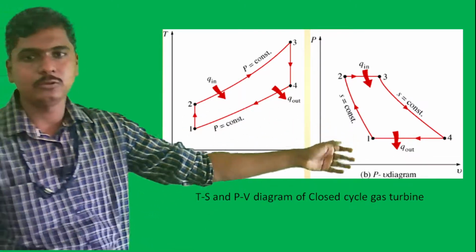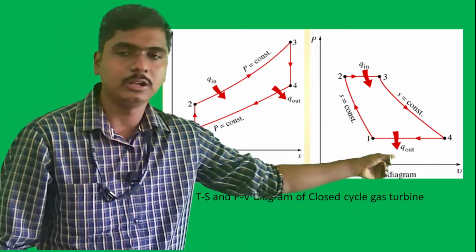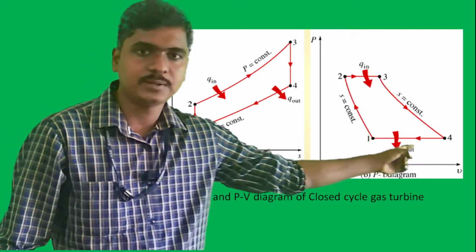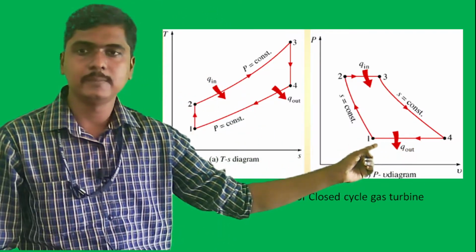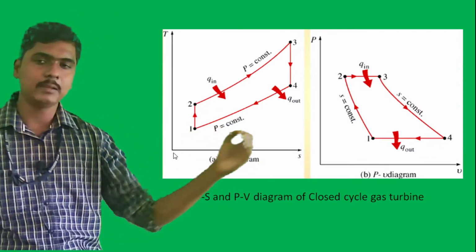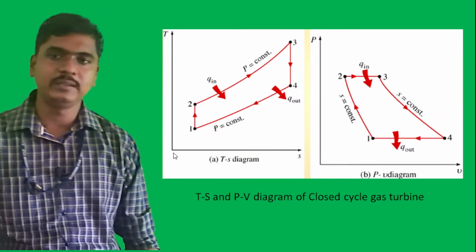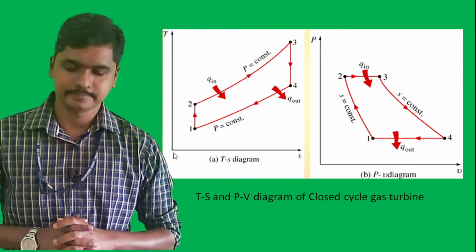Similarly, in the PV diagram also you see the process 4-to-1. Here also you can see a solid line. The exhaust from the turbine output we are utilizing in the compressor input. That is the only difference in the TS diagram and PV diagram of the open cycle gas turbine and closed cycle gas turbine.